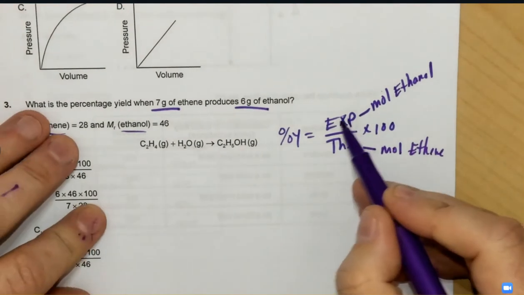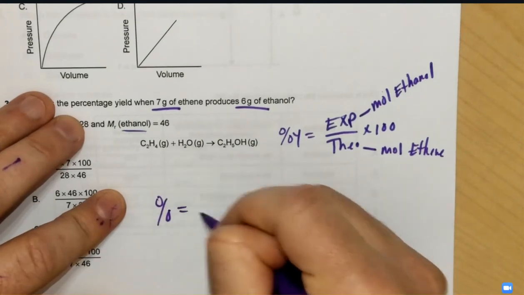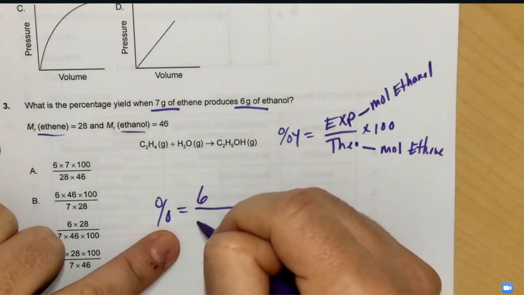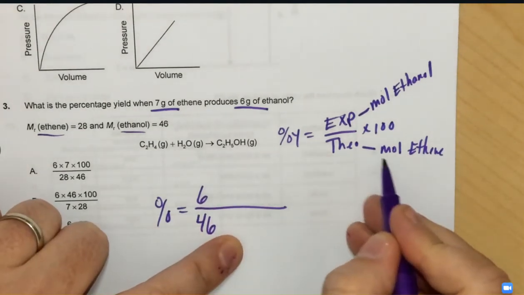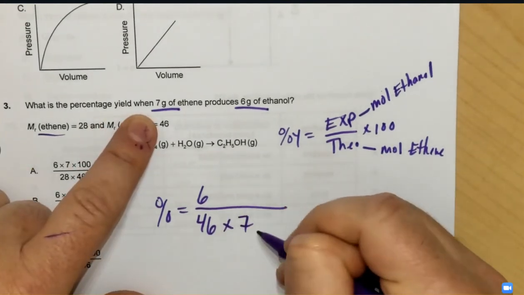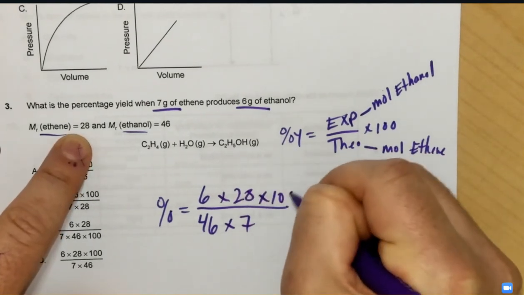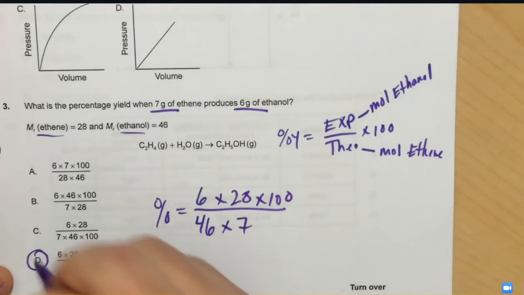So in order to get moles of ethanol in the numerator there, I'm going to take the mass of ethanol, which is 6, and divide by the molar mass, which is 46. If I want moles of ethene down here, I need the mass of ethene down here, which is 7, and the molar mass of ethene, which is 28, and we multiply the whole thing by 100, which looks to me like choice D.